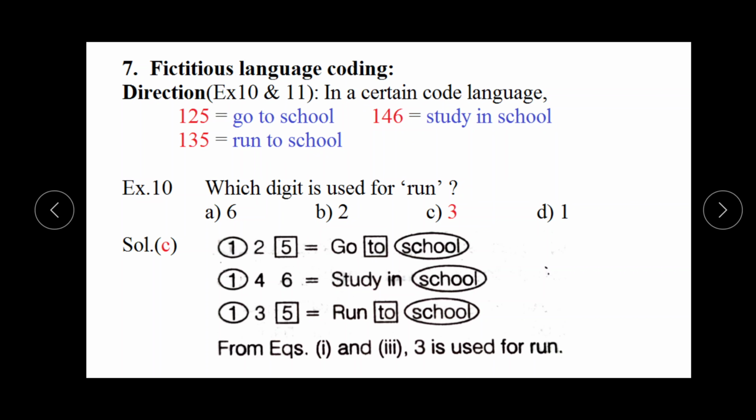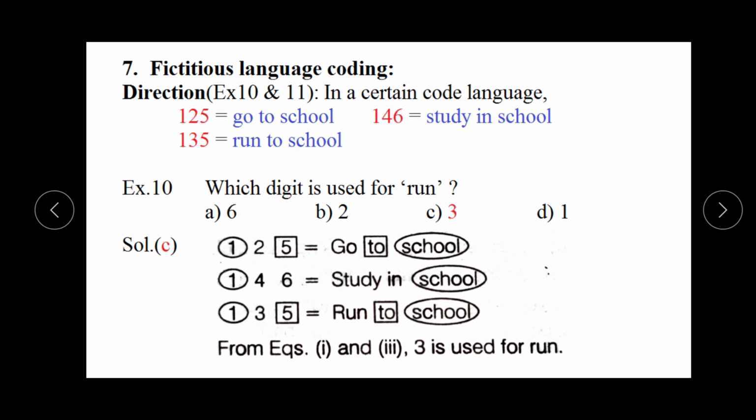125 means go to school, 146 is study in school, and 135 is run to school. Then what we will do, we will write these equations and compare them. Here if we check 125, 146 and 135, there is 1. It means 1 is common in all the equations. Here these are three statements in which three words are there. We will check which word is common in all three. Then school is common in all three. So it means 1 is for school.